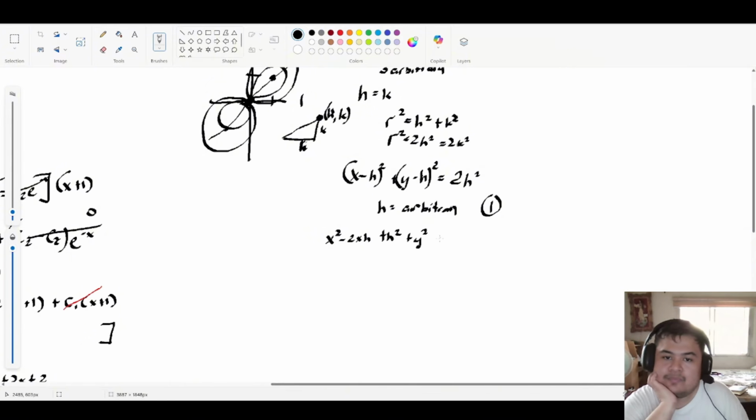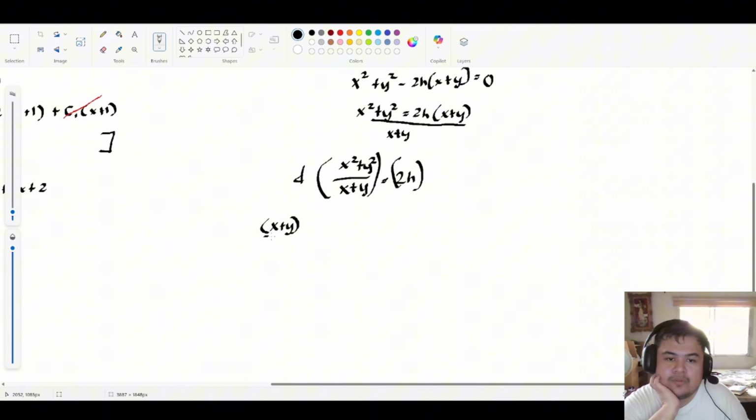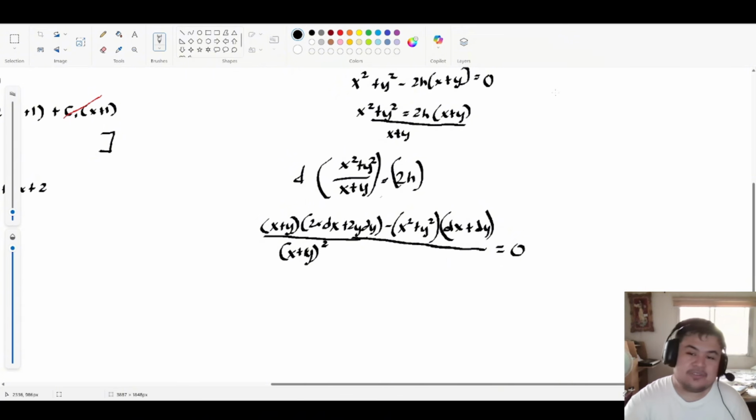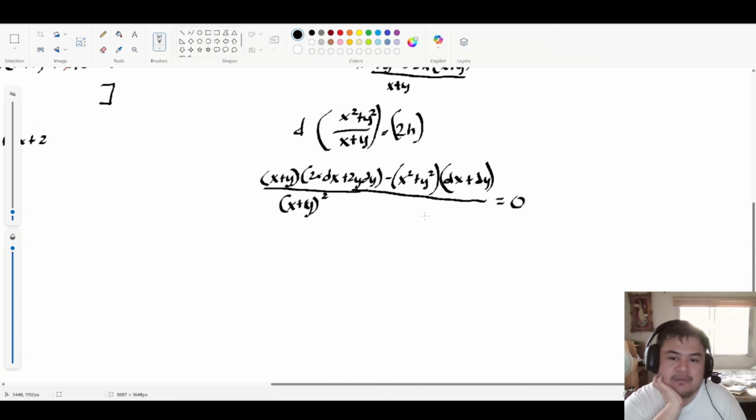I hope you guys remember the quotient rule. So (x plus y) squared, 2x dx plus 2y dy, minus (x squared plus y squared)(dx plus dy) is equal to 0. The differential of 2h is 0. By differentiating a fraction, we use the quotient rule. So, multiply both sides by the denominator. Then I'm going to expand.